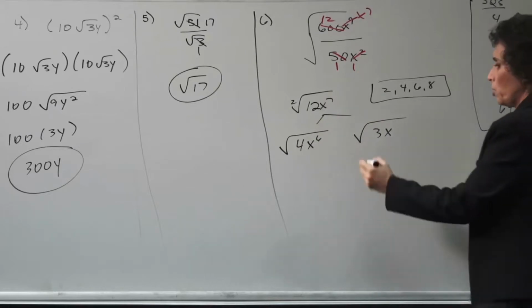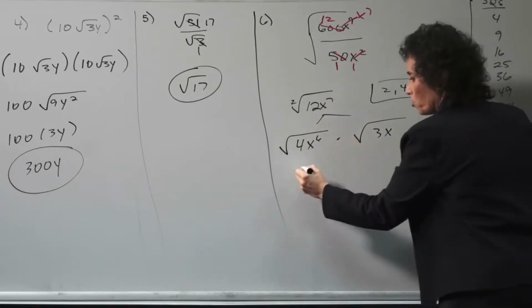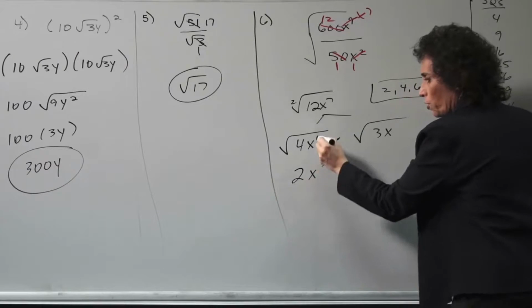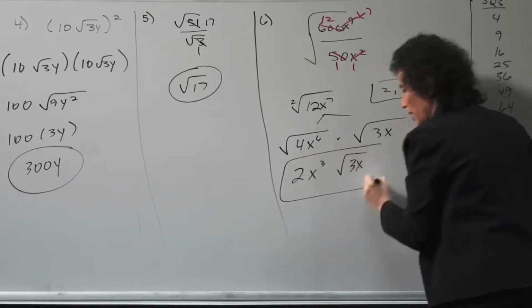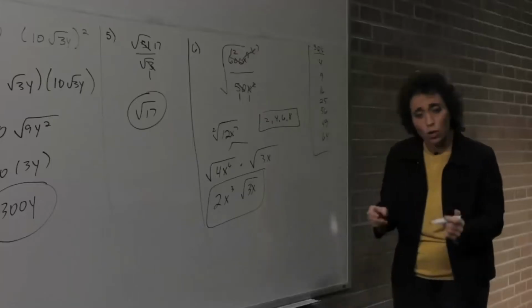2 times 2. So here we go. Square root of 4 is 2. X to the 3rd, divide by 2. Square root of 3x, and we're a done deal. I love those. I love those.